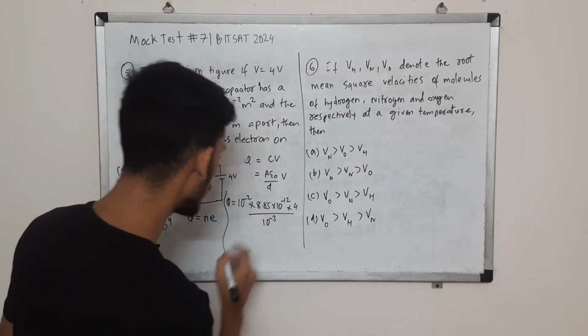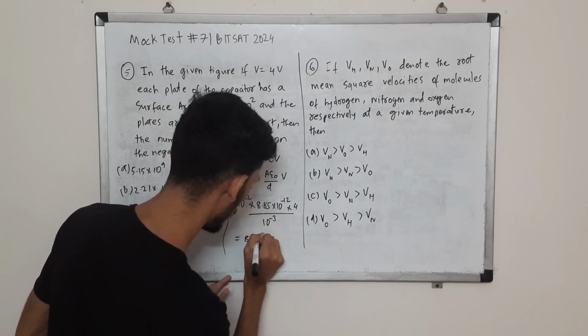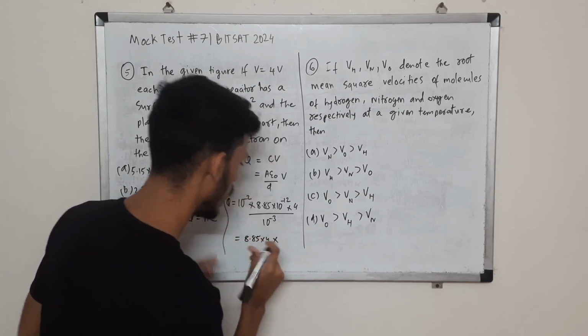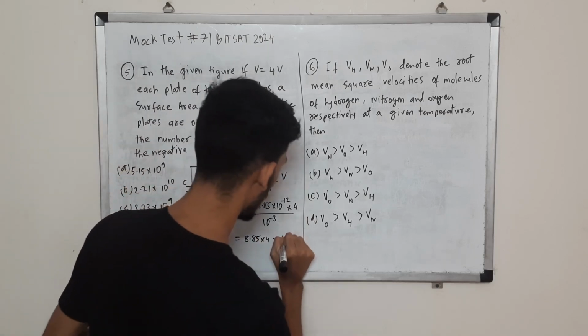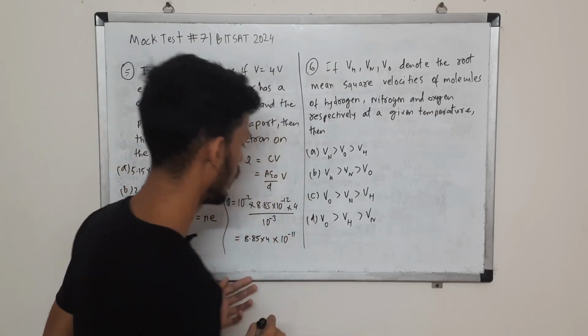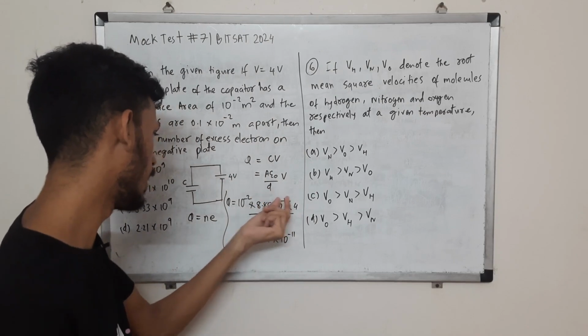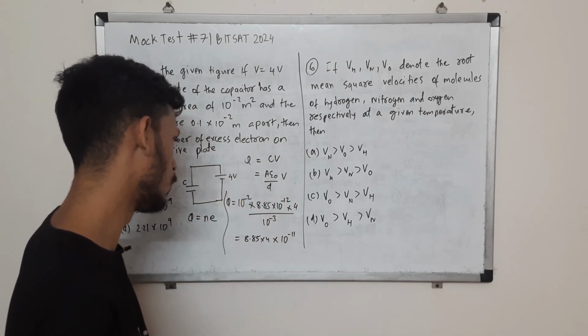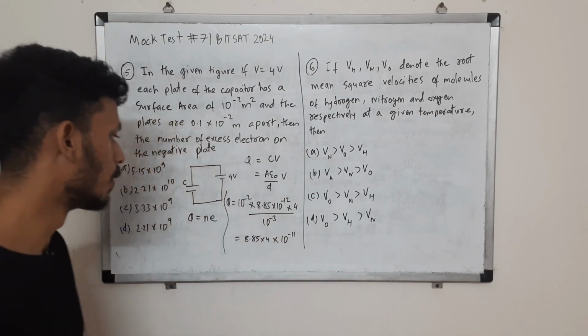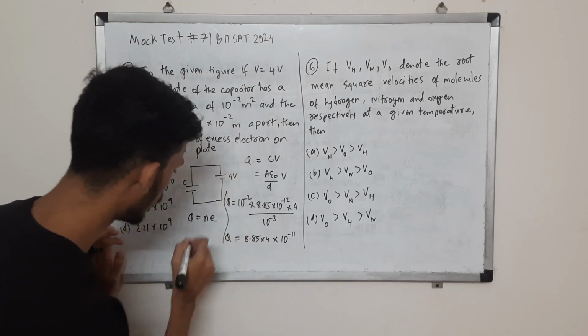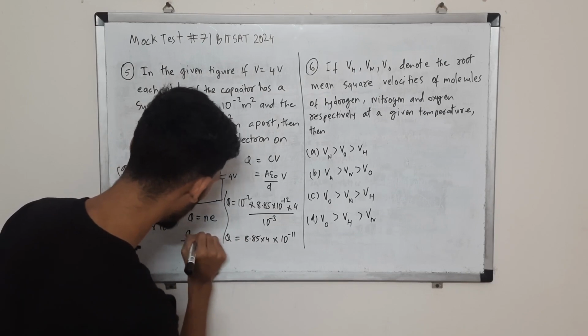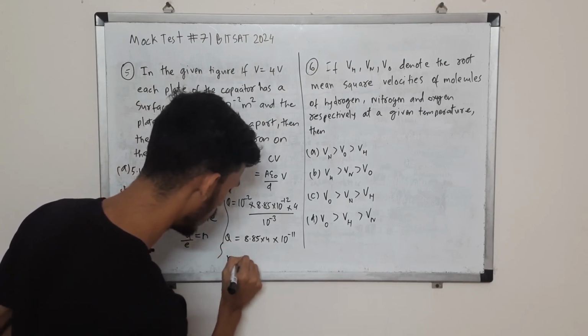So now let us solve the powers of 10. So this is 8.85 into 4 and we'll have this as 10 to the power minus 14 and this goes on top as plus 3. So minus 11, right? Or minus 9 and this is plus 2, minus 11. So this is the charge. Now let us use Q is equal to Ne. So we have to divide Q by e to obtain N, right? So N will be Q by e.